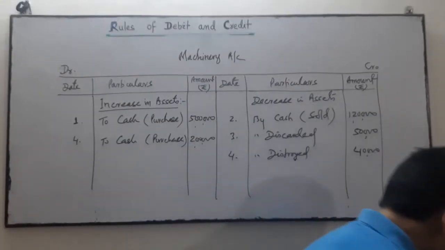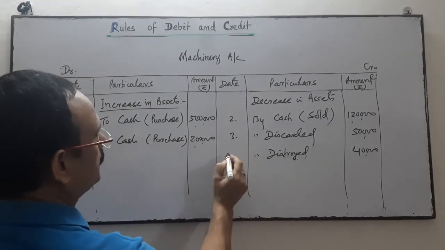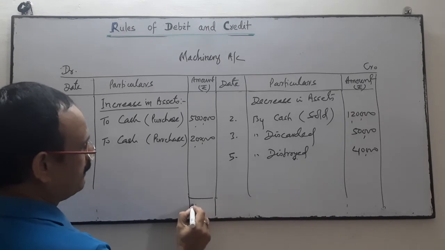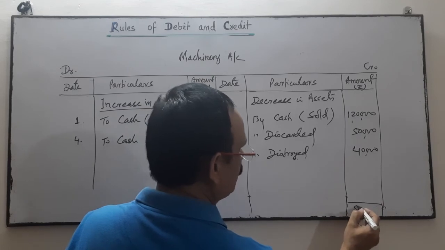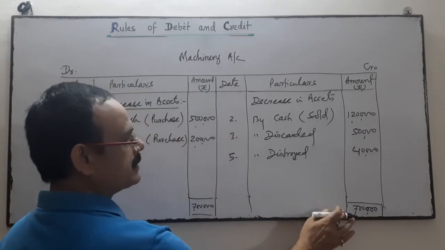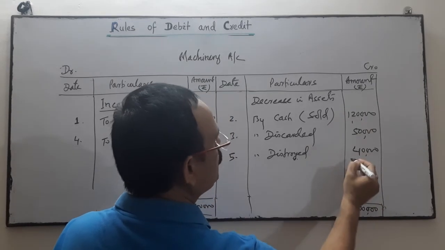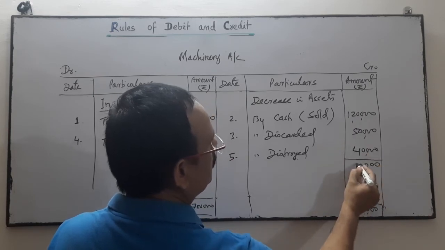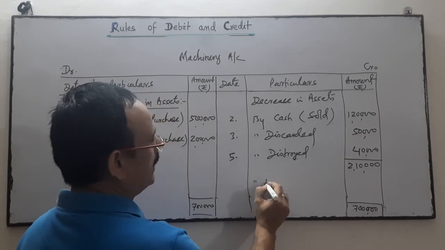Now we'll find out the balance. This is the fifth one. Now do the total. This side total is 5 lakhs plus 2, 7 lakhs. On this side, we write the same total, 7 lakhs. Now I am doing the total of this side, 2 lakh 10. The difference is the balance carried down.